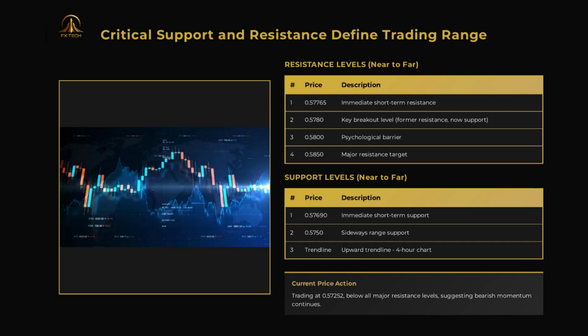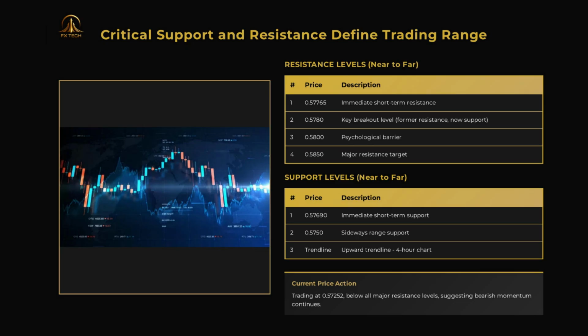The immediate short-term resistance sits at 0.57765, followed by the key breakout level at 0.5780, which was previously resistance and has now turned into support. The psychological barrier at 0.5800 represents a significant hurdle, while the major resistance target lies at 0.5850.